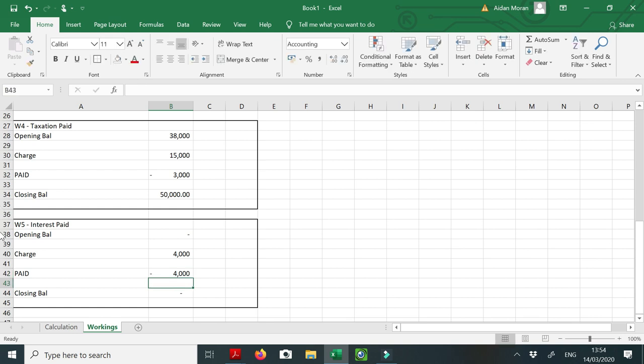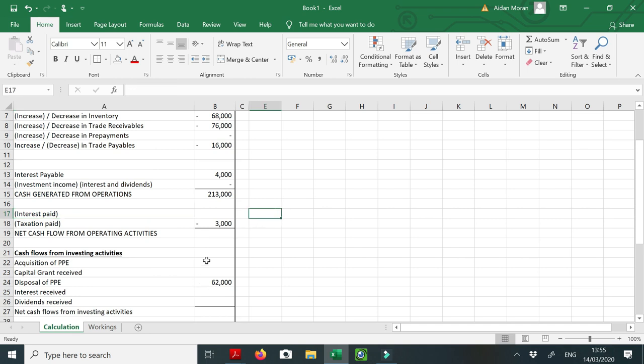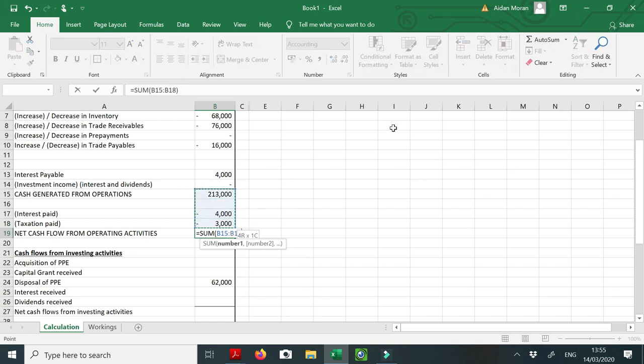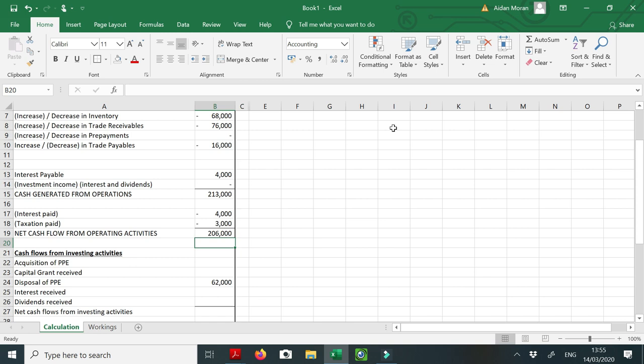So I knew by doing this that I've wasted my time. I didn't need to consider my opening balance. I didn't need to consider my closing balance because there was none. So I'm still going through the workings. I have an approach, and that's what I'm doing. So it's minus 4,000 is what you paid. Net cash flow from operating activities is going to be the sum of them. I'm not worried about the totals right now.